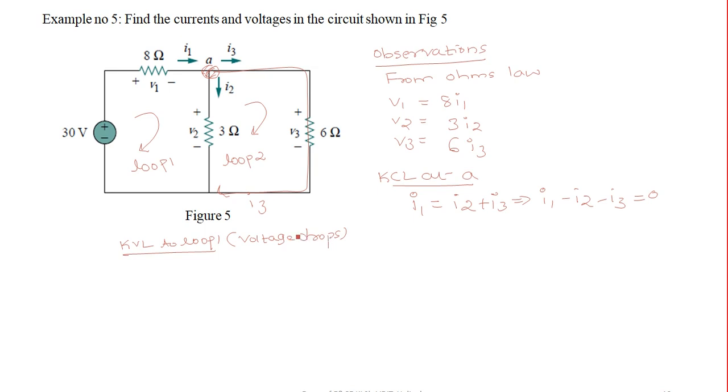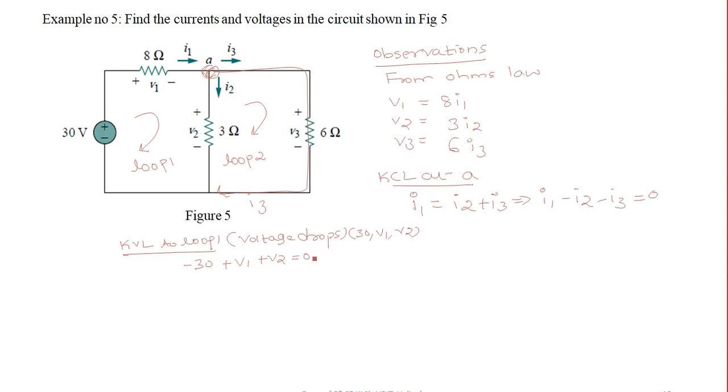So in loop 1 we have 3 voltage drops. First is 30 volts, right? Second is V1 and V2. And if you go clockwise, polarity is minus, polarity is plus, polarity is plus. So that is going to give us minus 30 plus V1 plus V2 equal to 0.